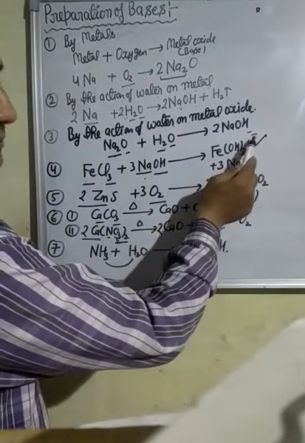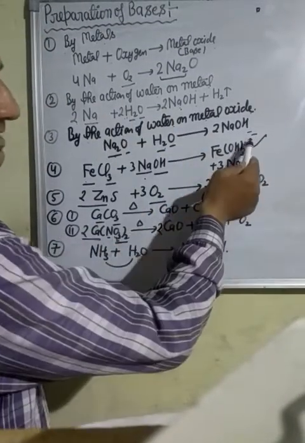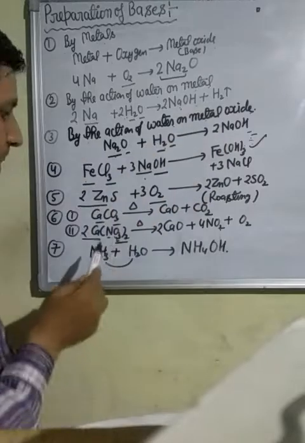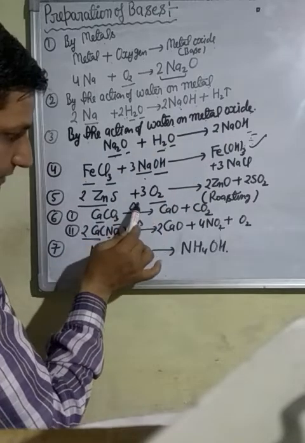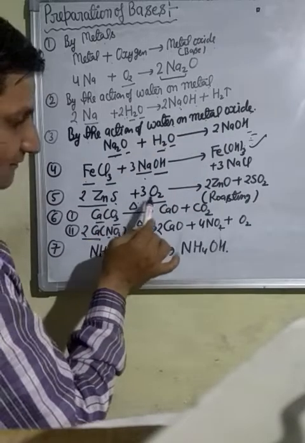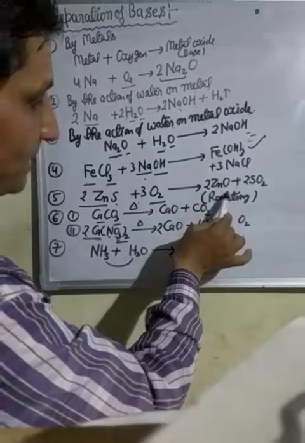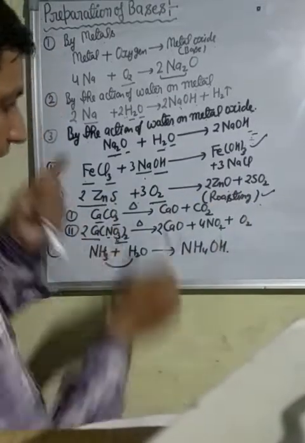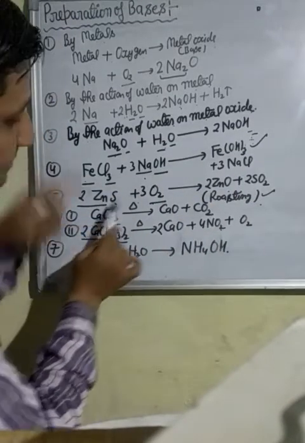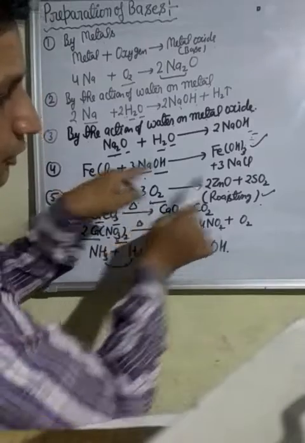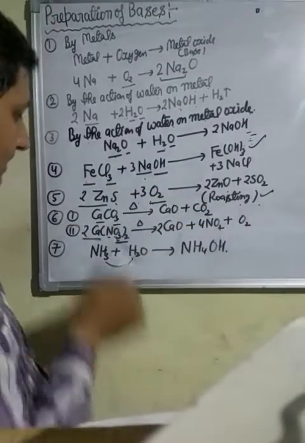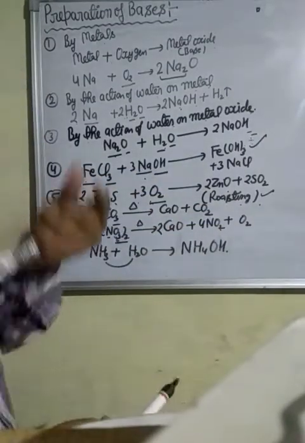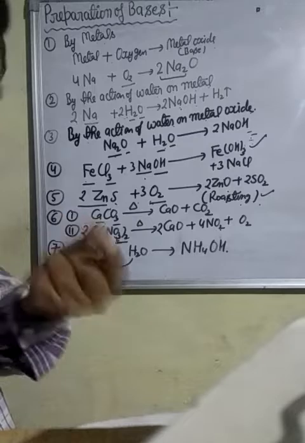By the reaction of aqueous solution of salt with base to form metallic hydroxide. This is also called base or alkali. By the reaction of oxygen with metal sulfide, metal sulfide reacts with oxygen to form base. This process is most important. This is called roasting. What is roasting? A process in which ore is heated in presence of air to form oxide is called roasting.